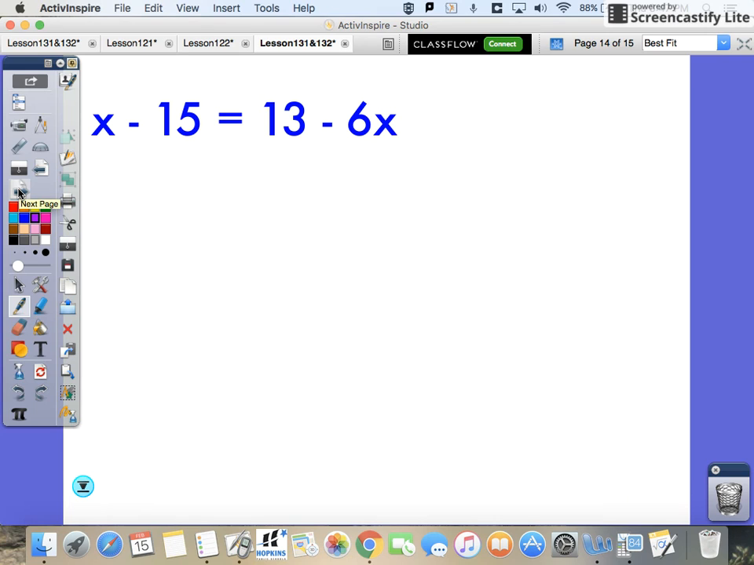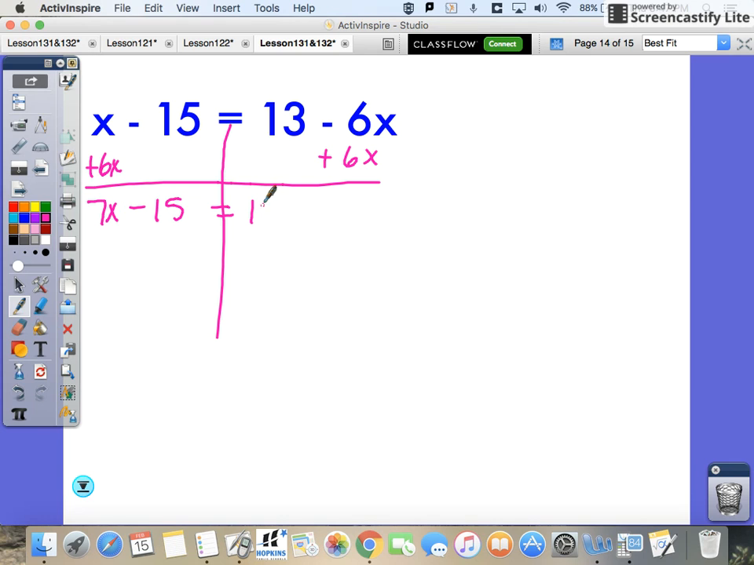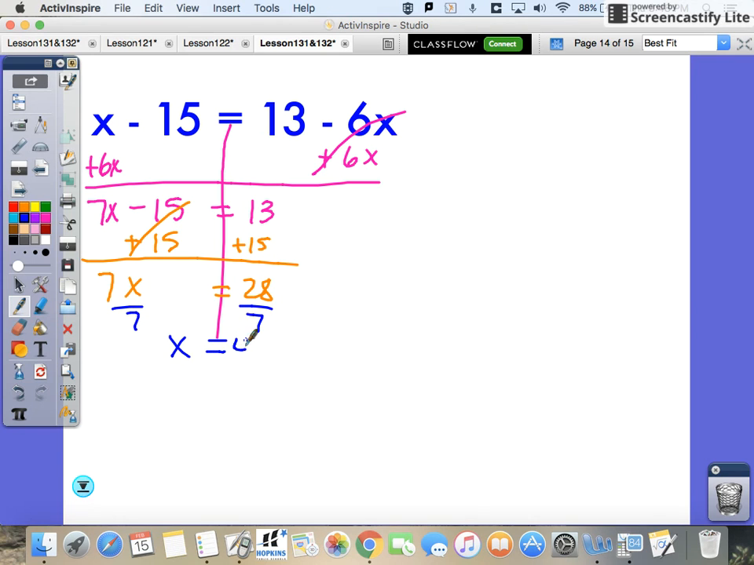All right, if you want to pause the video and try this one yourself, go for it. But here, like I said, I like to move the negative. So what I would do is I would do plus 6x, and we get 7x's minus 15 equals 13. Then we go plus 15, and we get 7x equals 28. Divide by 7, x equals 4.